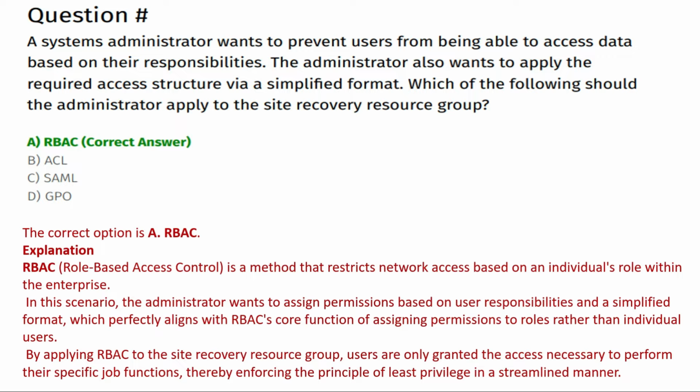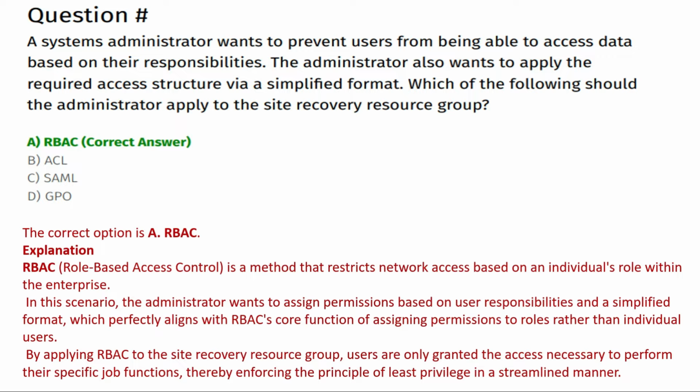And the correct answer for this question is option A, RBAC, role-based access control. So let's check the explanation. RBAC, role-based access control, is a method that restricts network access based on an individual's role within the enterprise. In this scenario, the administrator wants to assign permissions based on user responsibilities and a simplified format, which perfectly aligns with RBAC's core function of assigning permissions to roles rather than individual users.